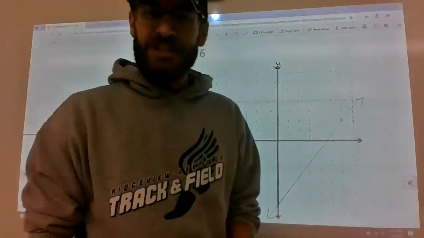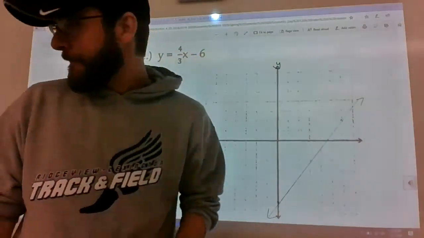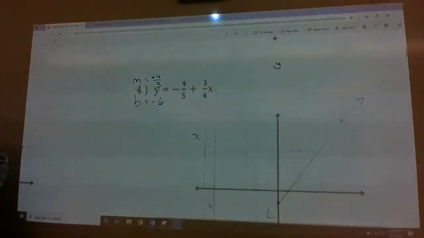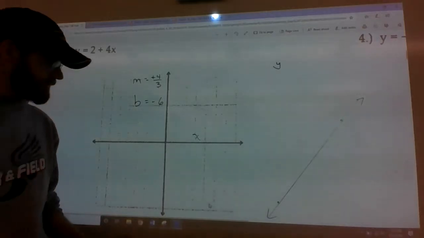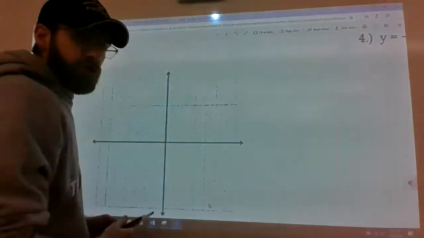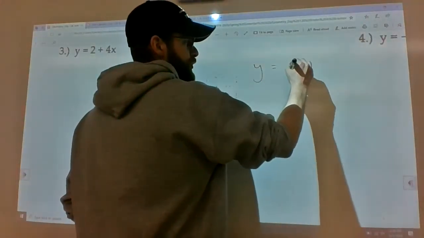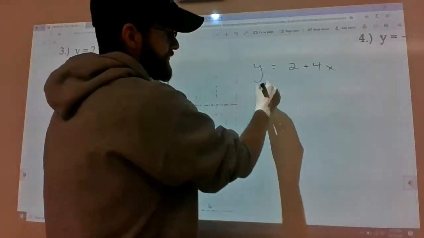All right, let's check out number 3. Not much to this lesson. All right, the difference here is you've got 2 whole values. So y equals 2 plus 4x. My first move is going to be to use the commutative property to flip them around.